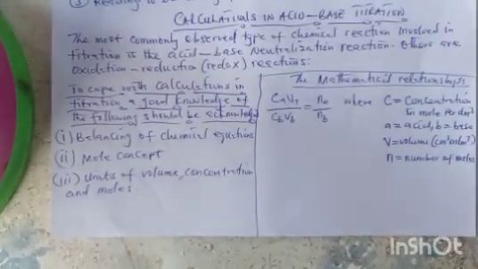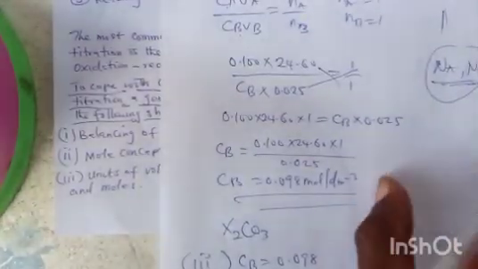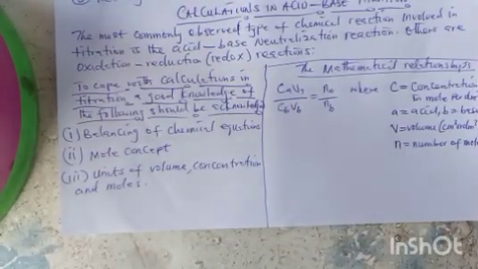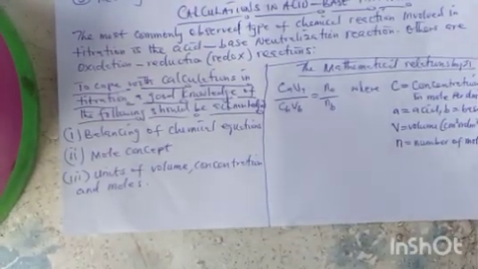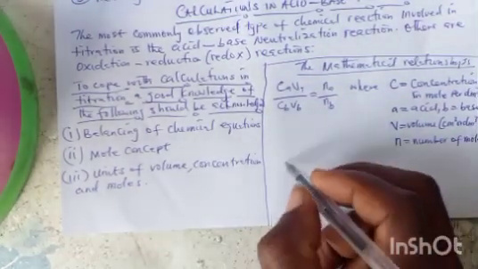Two, you need to know the mole concept. The mole concept is for you to understand the number of moles in the acid and in the base. And last but not the least is the units of volume, concentration, and moles. You must understand that we have different units of concentration and mole.